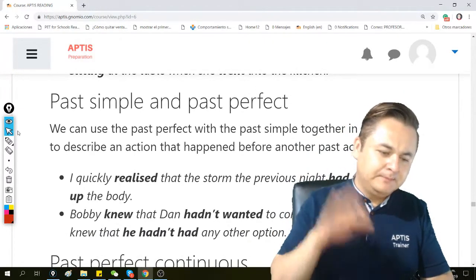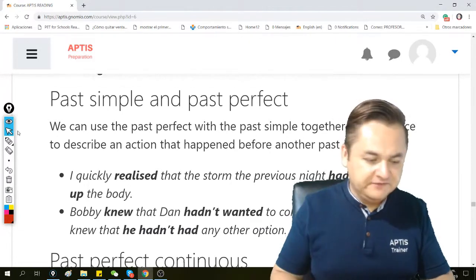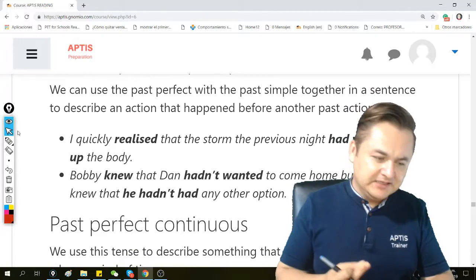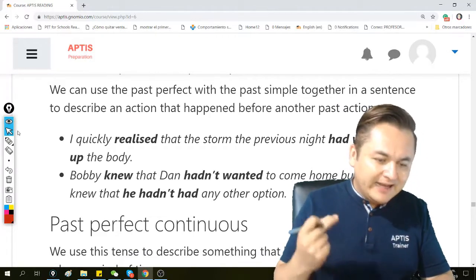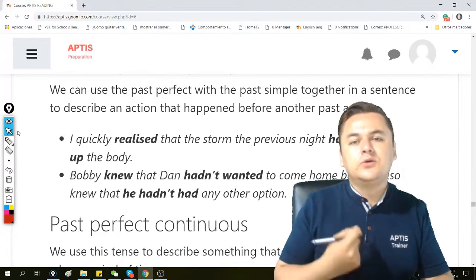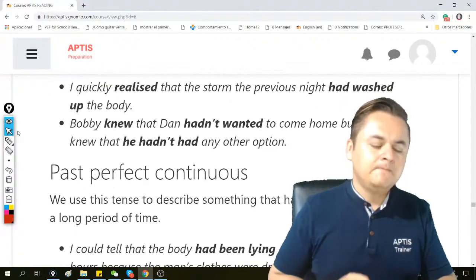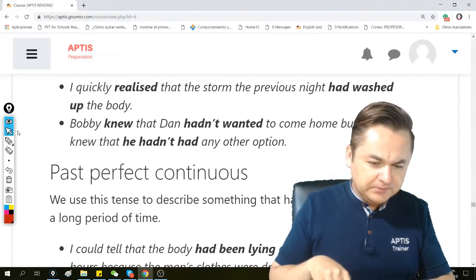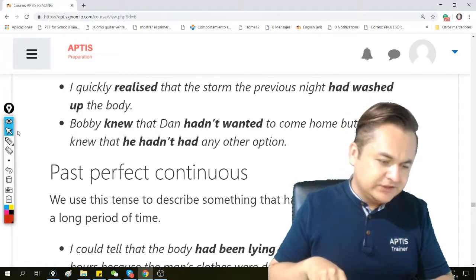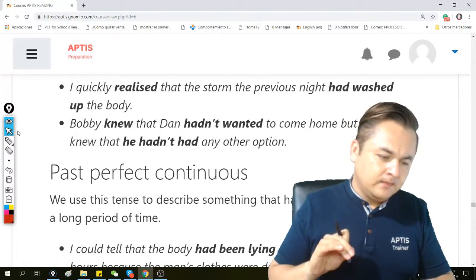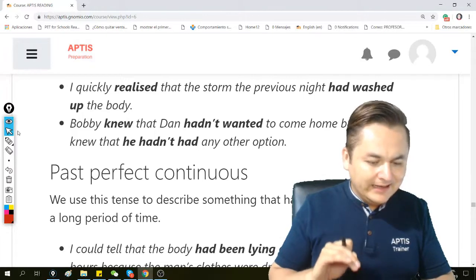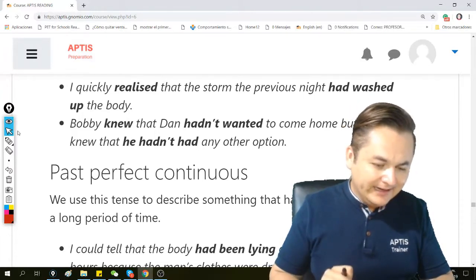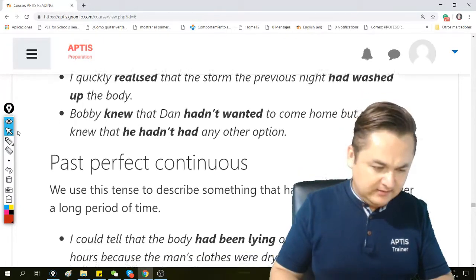Then we talk about the past simple and the past perfect. We can use the past perfect with the past simple together in a sentence to describe an action that happened before another past action. For example, I quickly realized that the storm the previous night had washed up the body. Bobby knew that Dan hadn't wanted to come home, but she also knew that he hadn't had any other option.